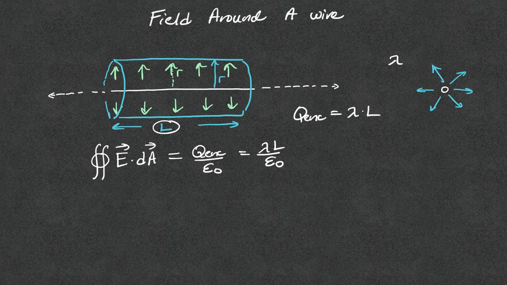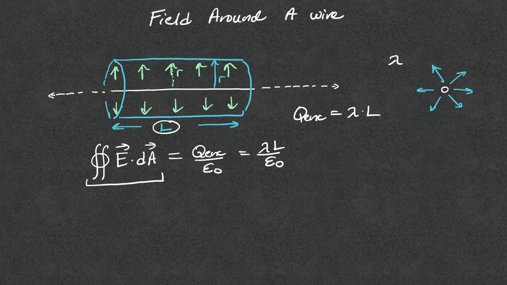Now remember, L was arbitrary, so hopefully the other side of this equation also contains an L, because it doesn't make any sense that this should depend on the length of our Gaussian surface. That length could actually be anything. So what we want to do now is evaluate this side.